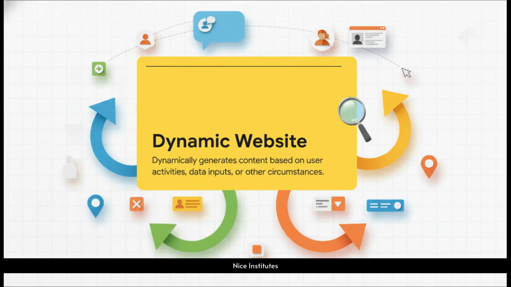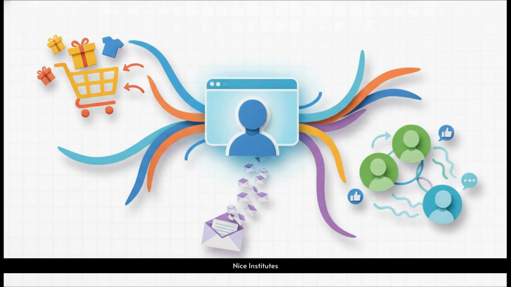Now, on the complete other side of the spectrum, we have dynamic websites. A dynamic site is less like a brochure and honestly more like a living, breathing conversation. It builds the page on the fly just for you based on who you are, where you are, or what you've just clicked on. You see, most of the websites you use every single day are dynamic. When Amazon shows you recommendations based on what you just bought, that's dynamic. When your Facebook feed constantly updates with new posts from your friends, that's dynamic. And your Gmail inbox, that's a super powerful dynamic web application.